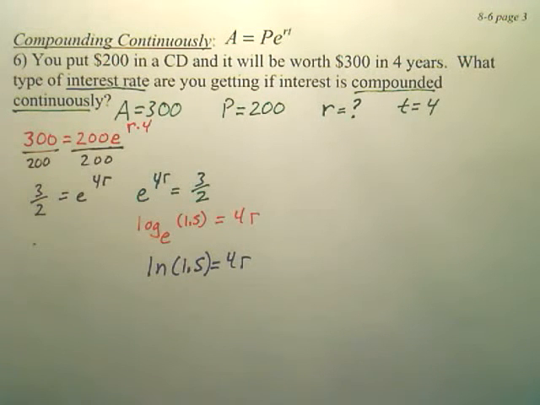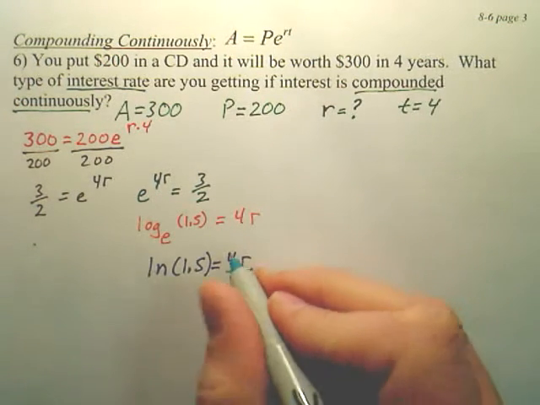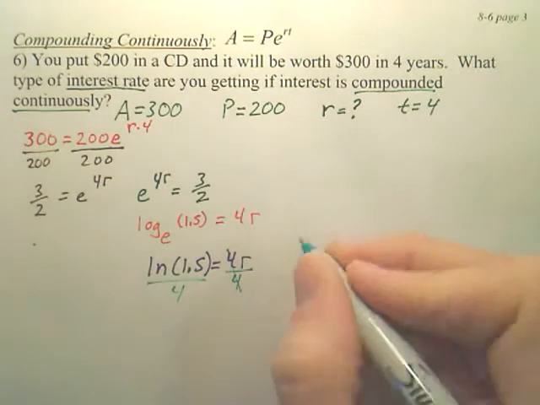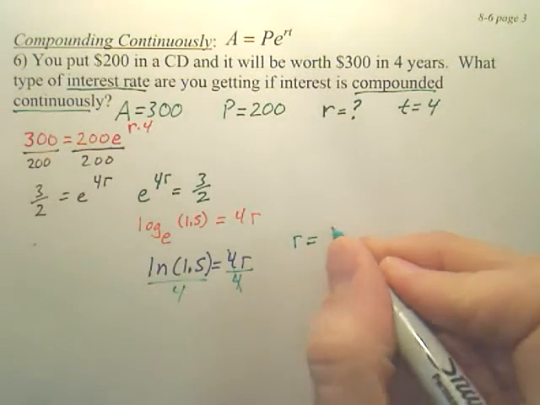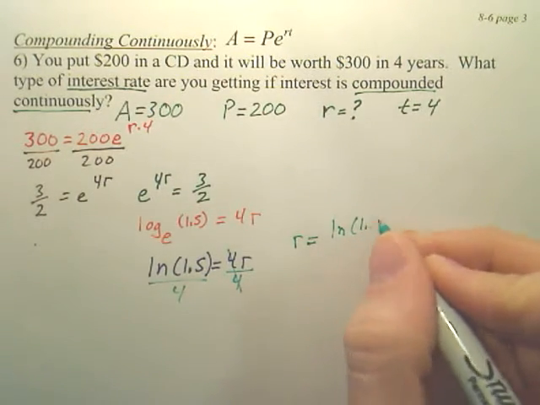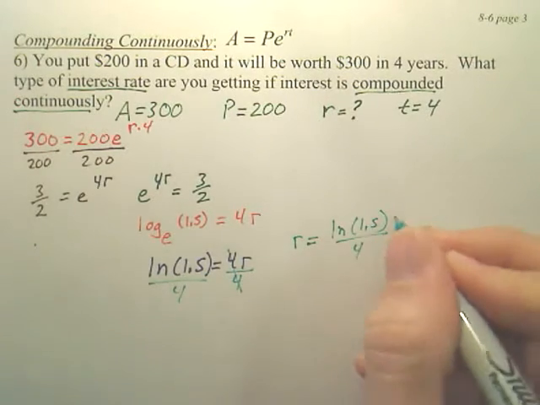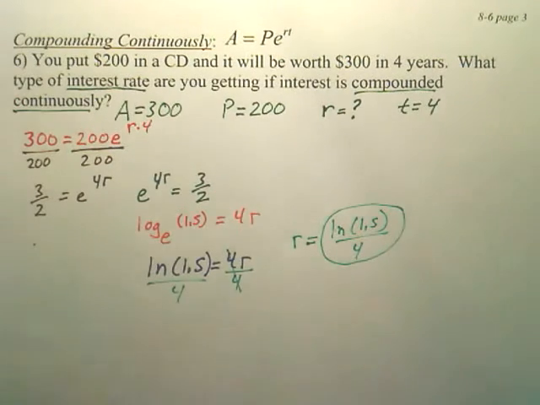Okay. How do you get the 4 off the R? Divide it. So R is ln 1.5 divided by 4. Now, does that tell you much of a rate? That's kind of confusing, isn't it?